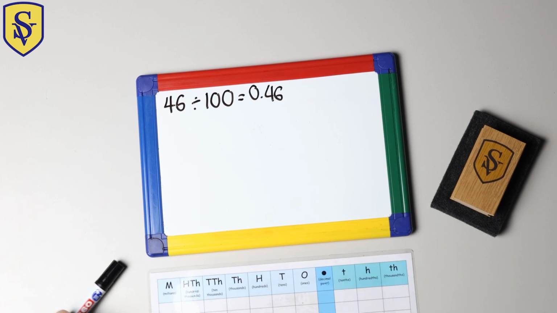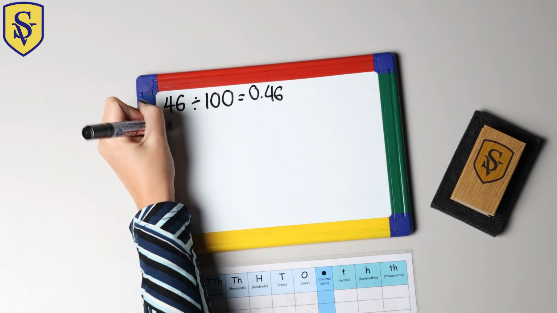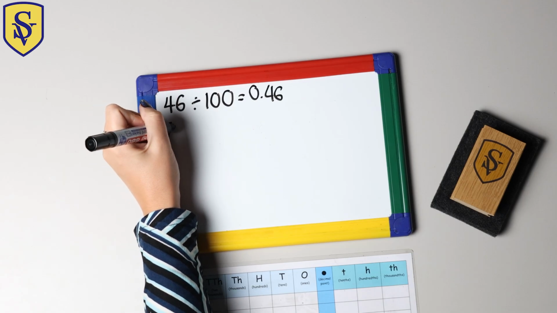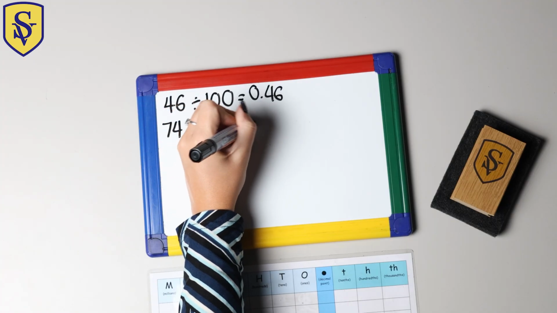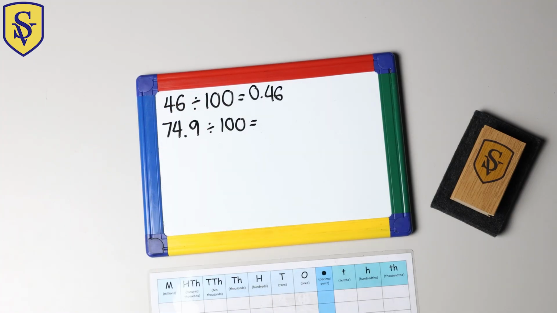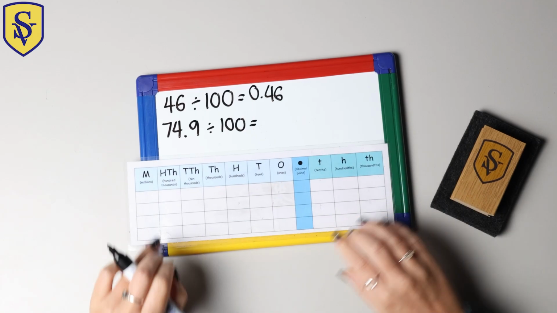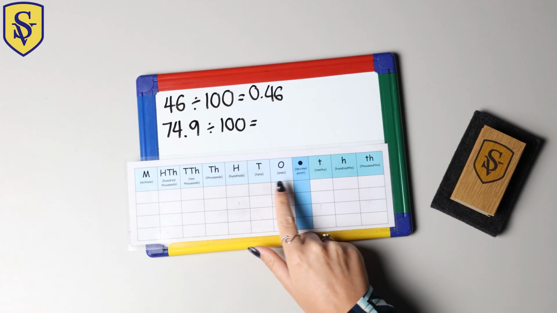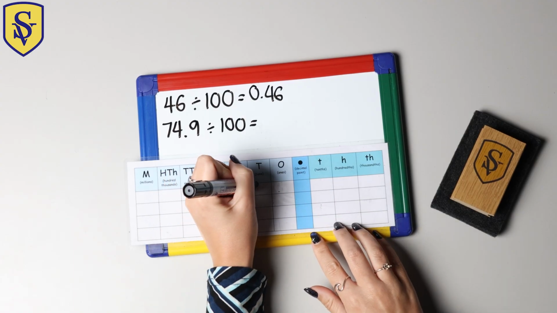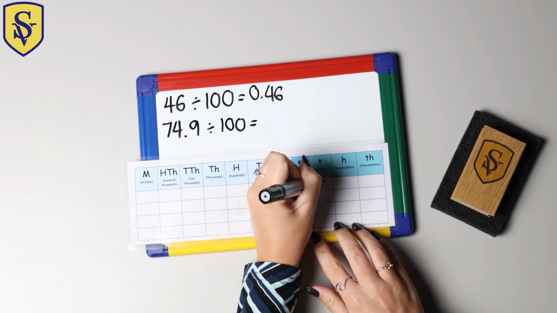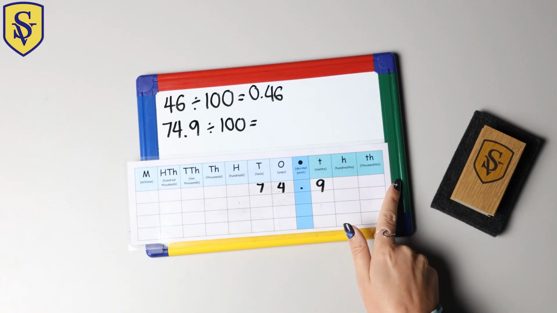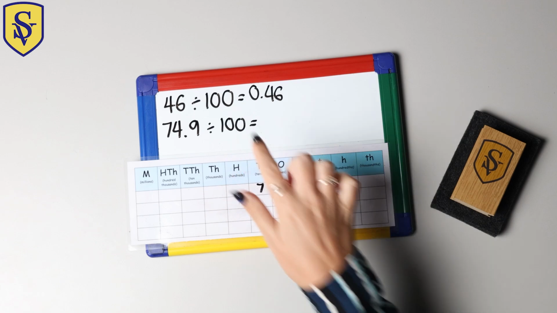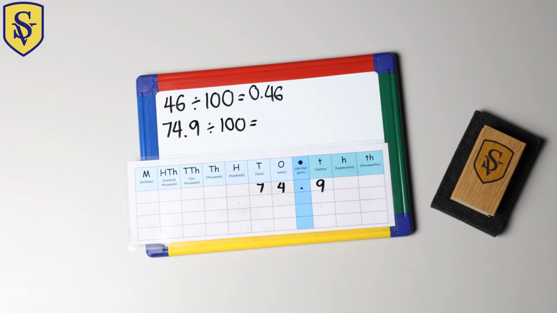Now the same method works if you started with a decimal. So if you started off with 74.9 divided by 100, same as before, we get our place value grid, and we're going to put 74.9 in the correct columns. And as we are dividing, we're going to be moving to the right, and 100 has 2 zeros, so it's 2 jumps to the right.